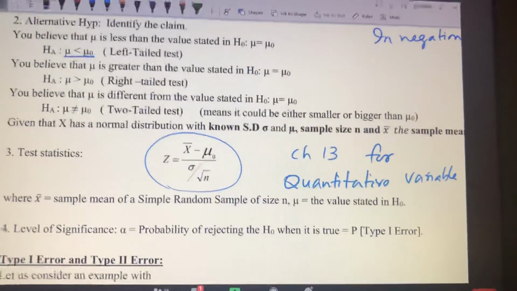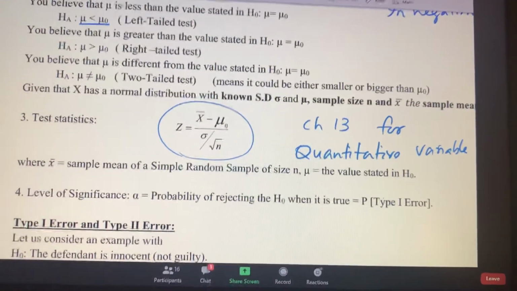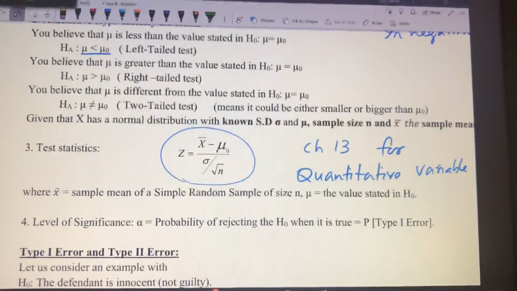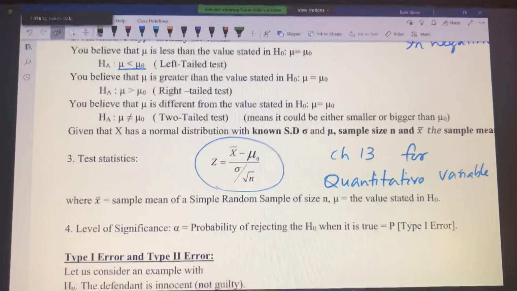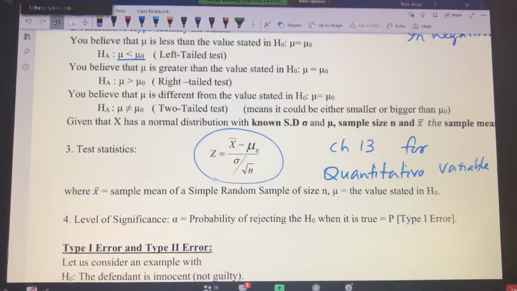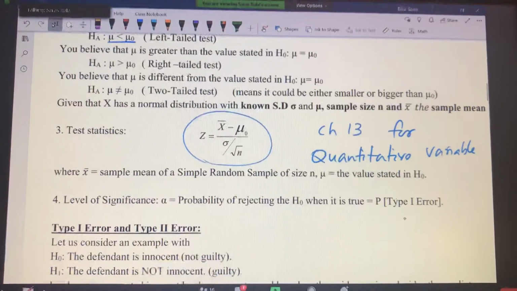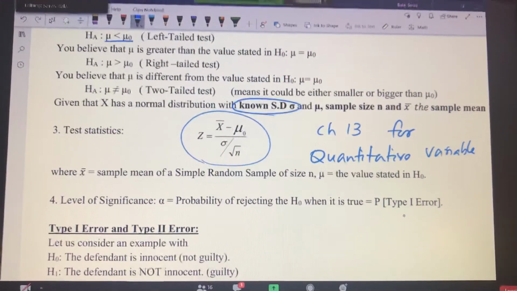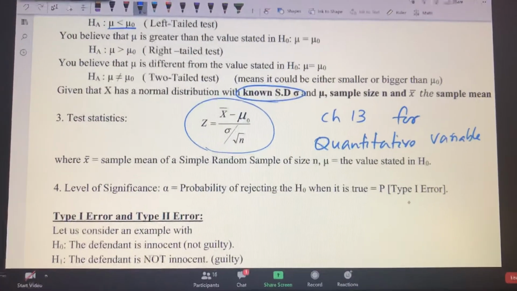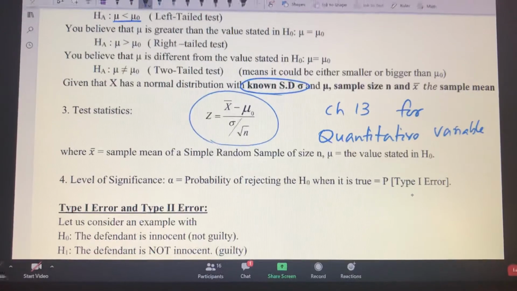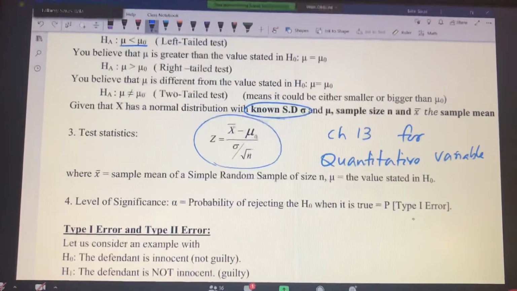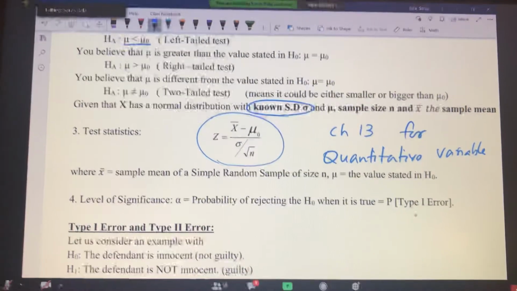X bar is the sample mean, mu sub 0 is the value taken by your population parameter mu or the population mean mu, and sigma is the standard deviation, known sigma. So sigma is the standard deviation over the square root of n, the sample size. So this is my z-score, which is not new to you. You are all familiar with the z-score that we used in chapter 13. All right.